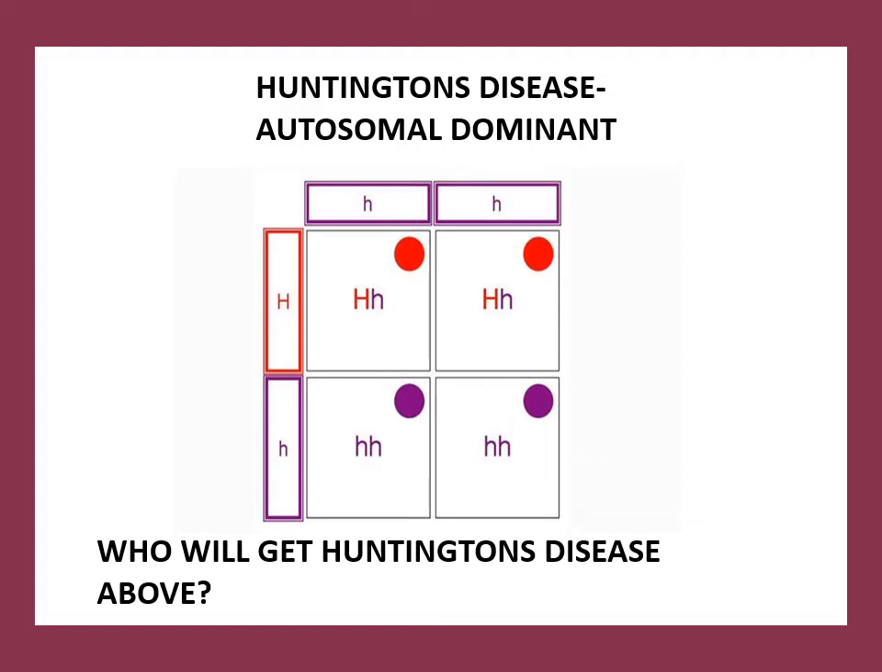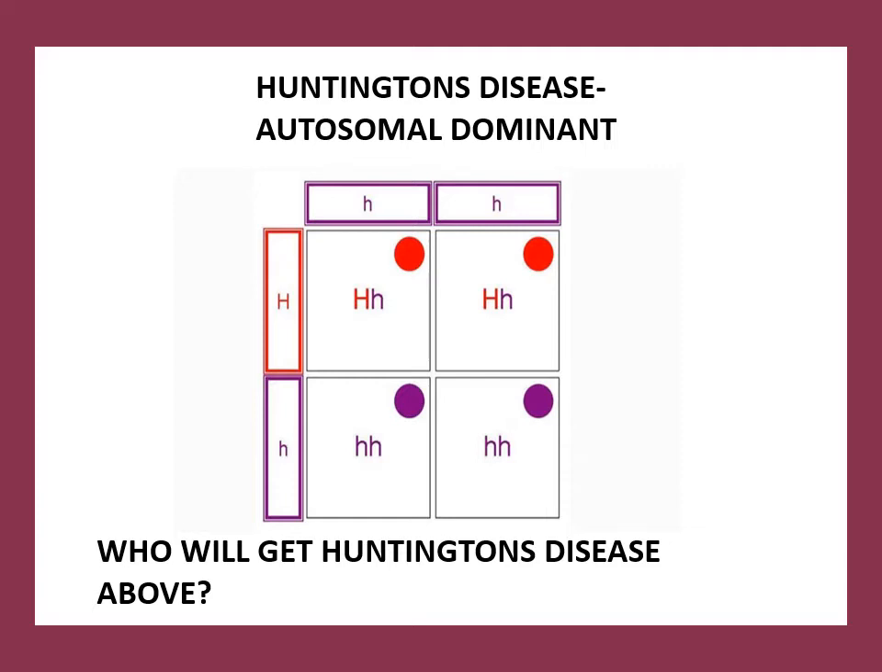So if you look at the Punnett square, if you've written it out, you can see right away how many offspring have the genotype for Huntington's. 50%. They have one capital H. So 50% of the offspring will get Huntington's.